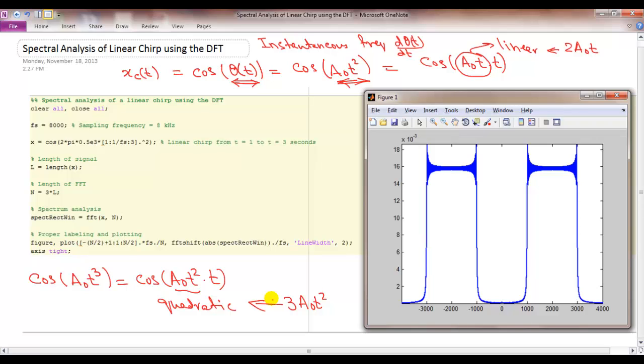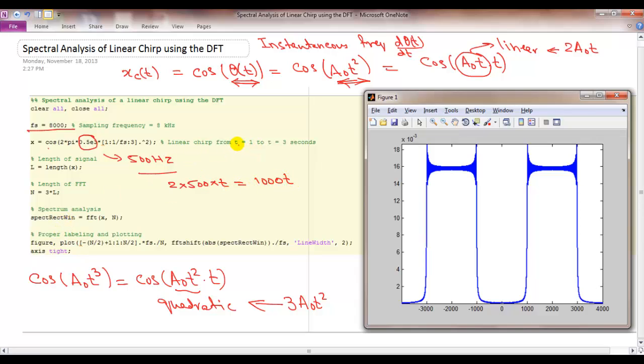And if you were to now do spectral analysis of this, you have to really avoid the aliasing. So in this case, I have a sampling frequency of 8 kilohertz, and I am using 500 hertz as my A naught. So my instantaneous frequency is what? My instantaneous frequency is 2 times 500 times t, equal to 1000 t.